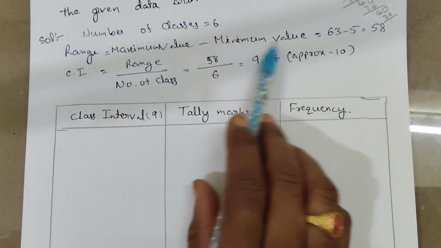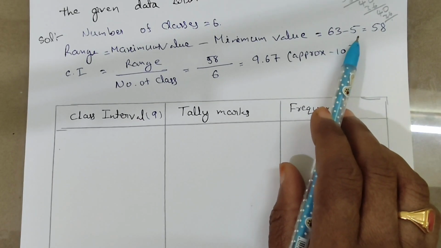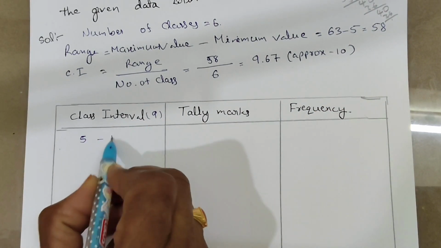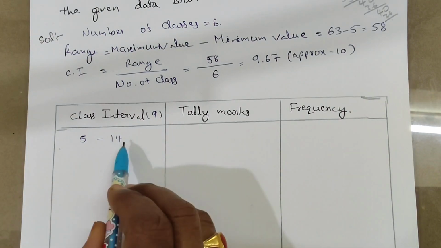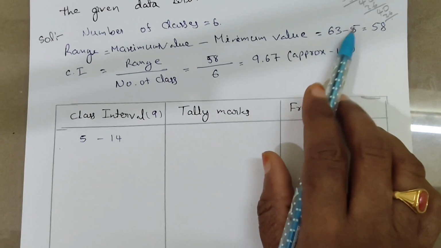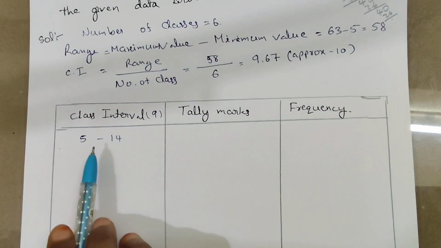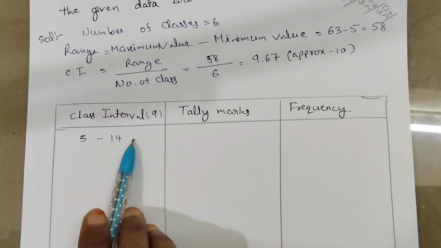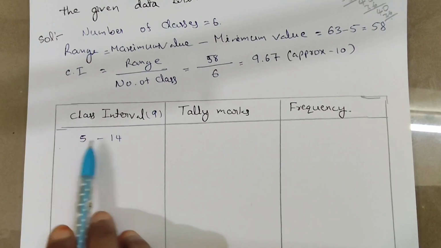The minimum value is 5, so our first class starts with 5. 5 plus 9 equals 14. 5 is the lower limit and 14 is the upper limit. So the first class is 5 to 14.